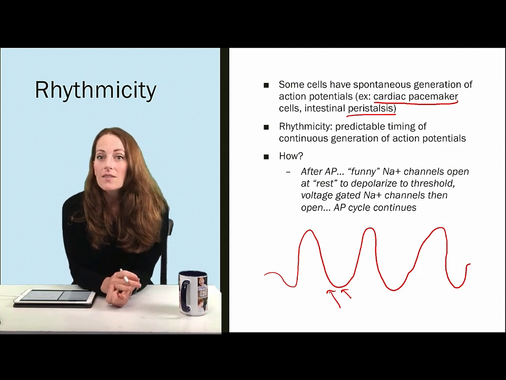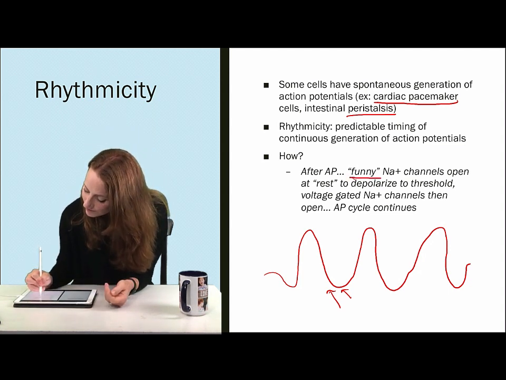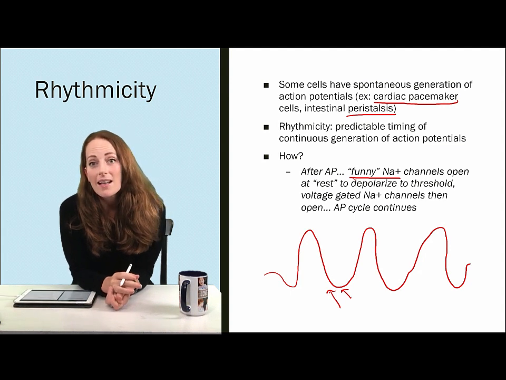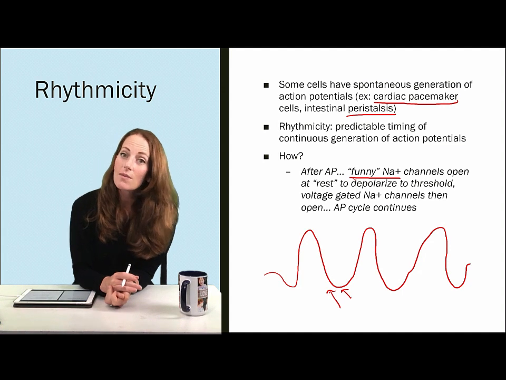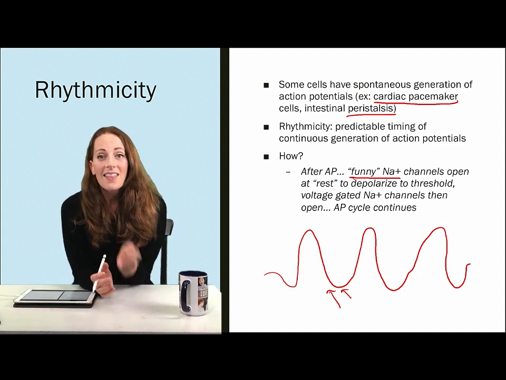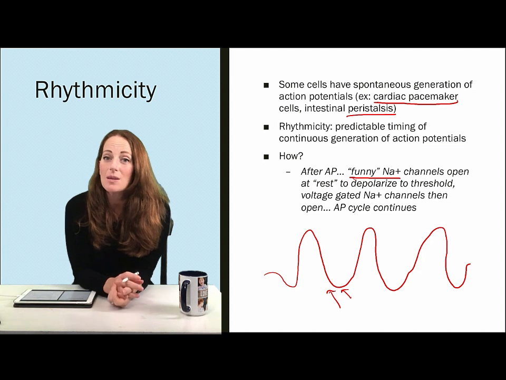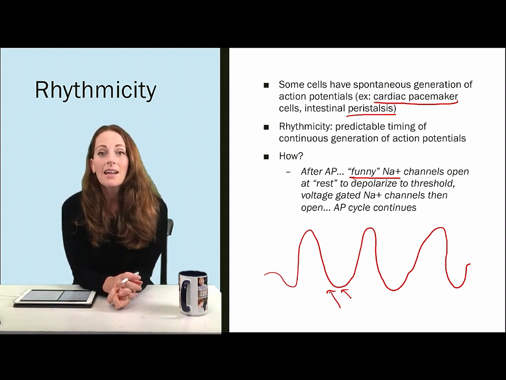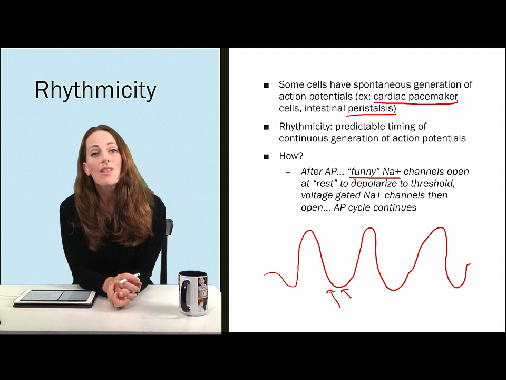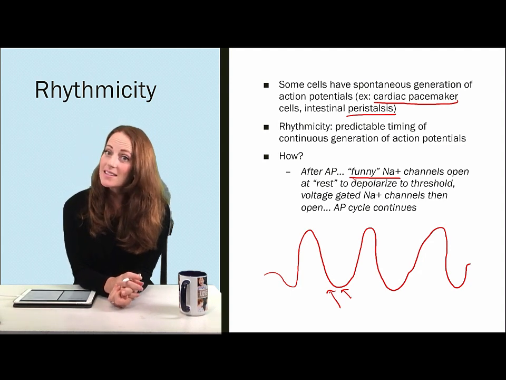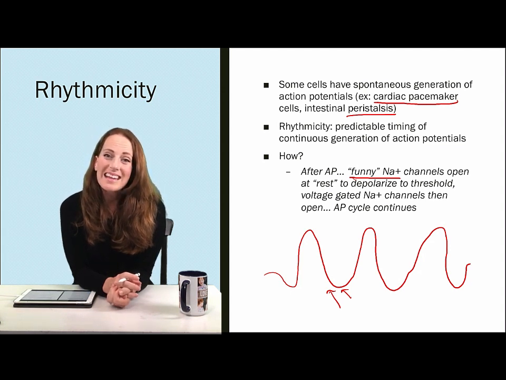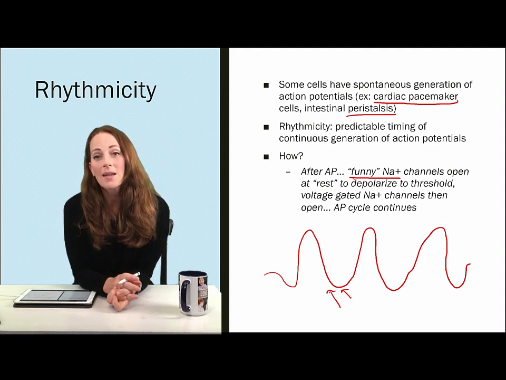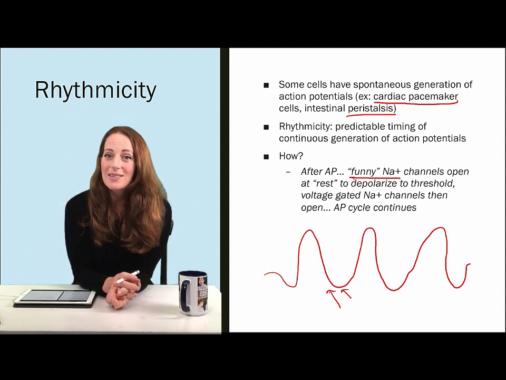Once they get down to a low resting membrane potential, close to about -60 to -80, they trigger a different set of channels. In the heart, those are called funny sodium channels that open at rest to depolarize the membrane to threshold. So instead of waiting for an outside stimulus, they have their own method of depolarizing the membrane at rest, constantly activating rhythmic action potentials. This is important for the rhythmicity of the heart and also for the rhythmicity of intestinal peristaltic waves, for example. So these are some unique types of action potentials.